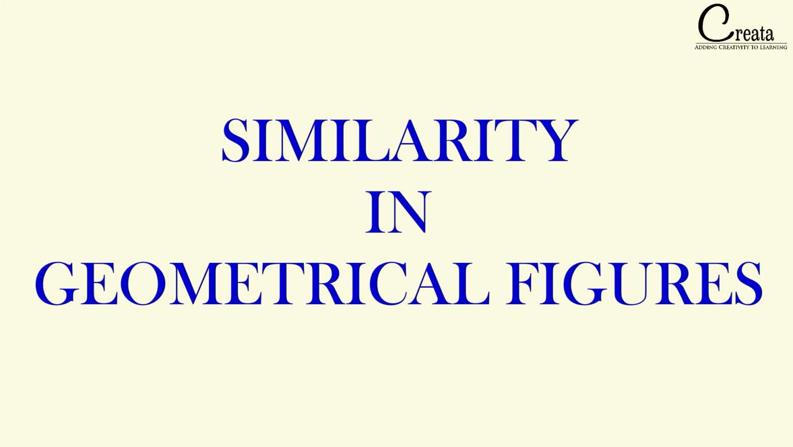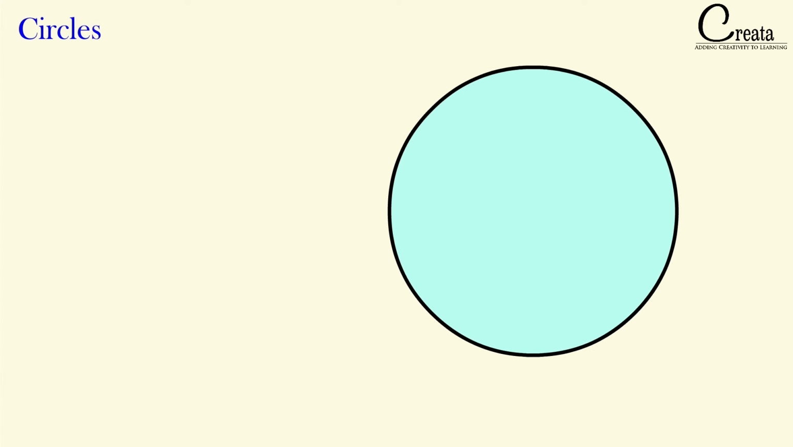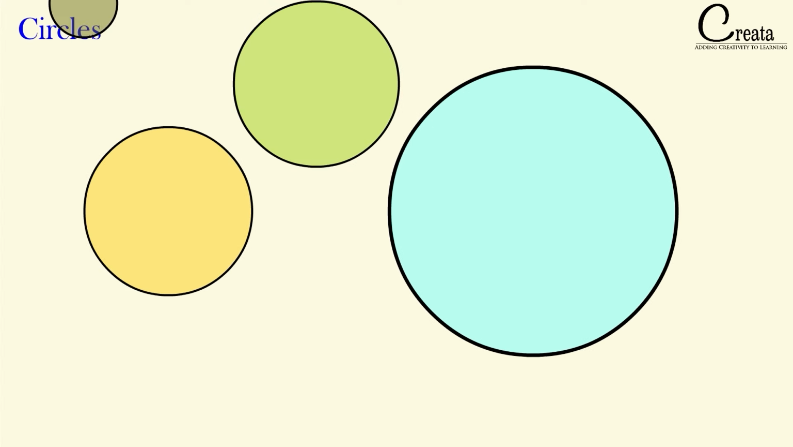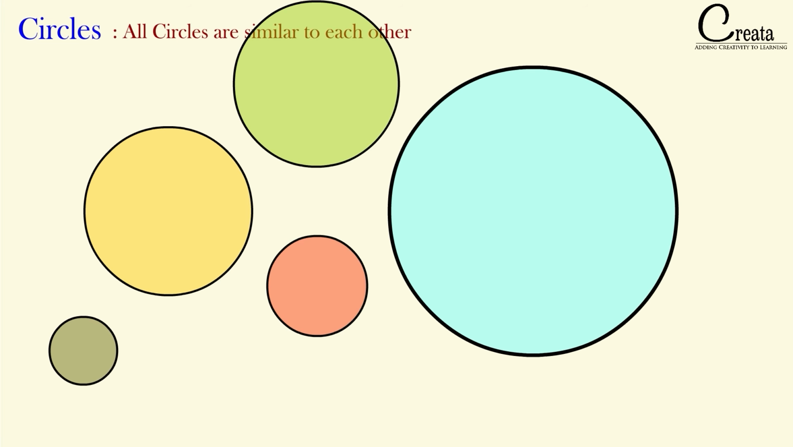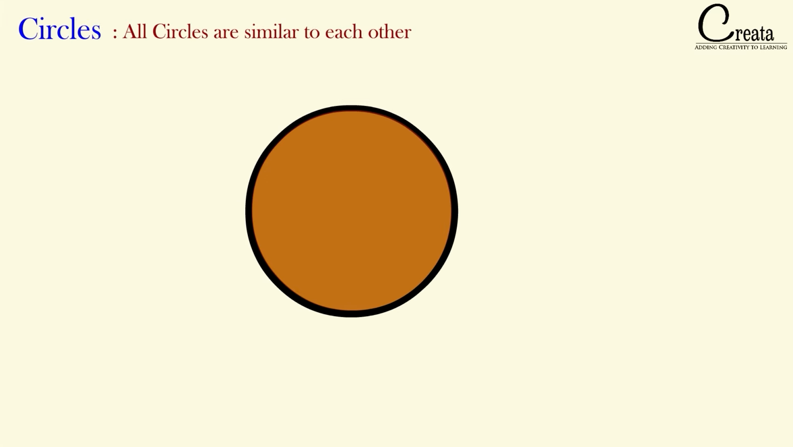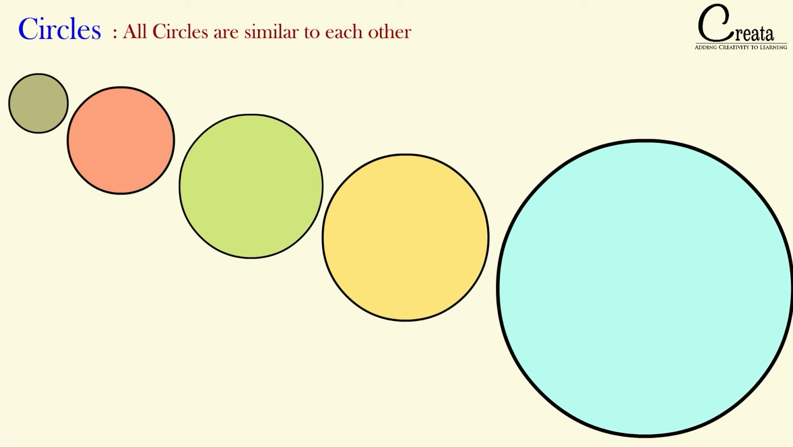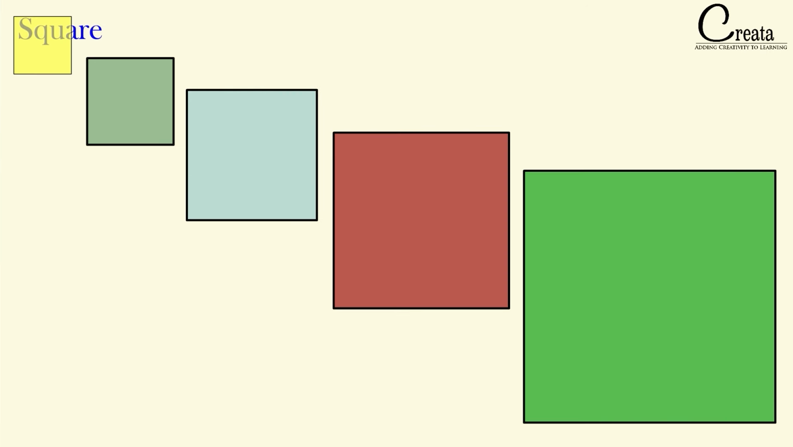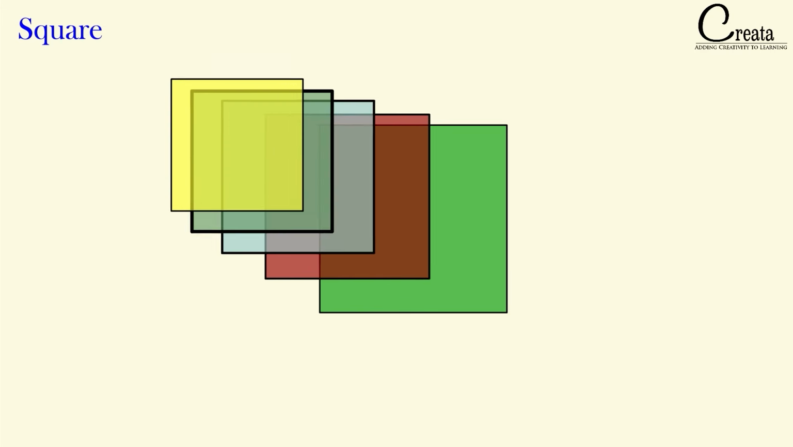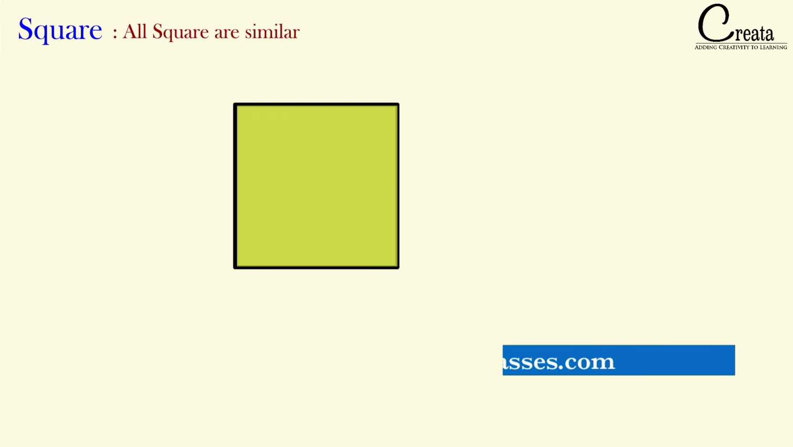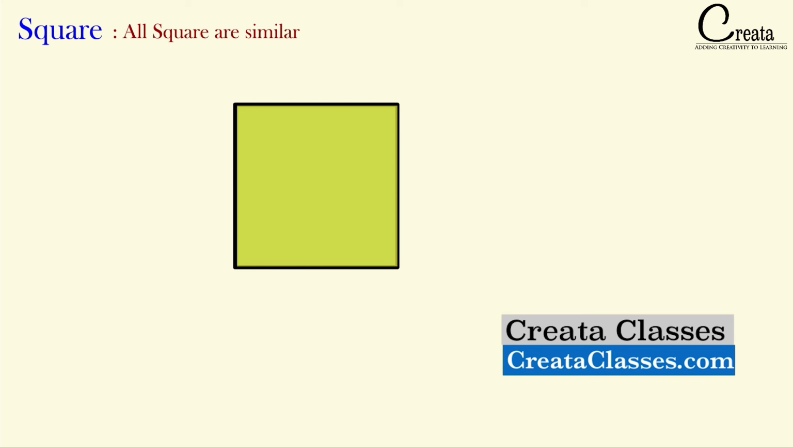Moving further, there are some geometrical figures which are always similar to each other. For example, if we take the circle, you can take any circle, larger or smaller, any radius. All these circles will be similar to each other. You can increase or decrease the size of all these circles, and they will exactly match each other. The other geometrical figure in the same category is the square. You can take any number of squares, big or small, just decrease or increase the size, and they will match each other. It means all squares have the same shape.